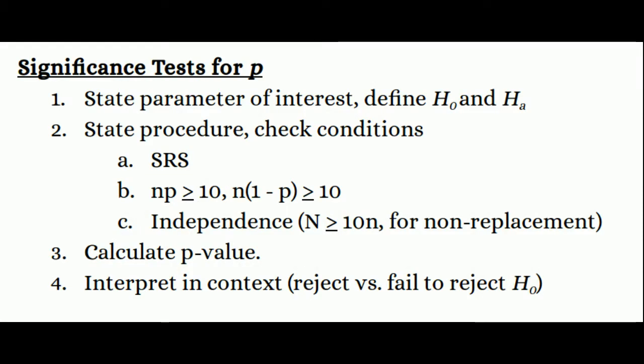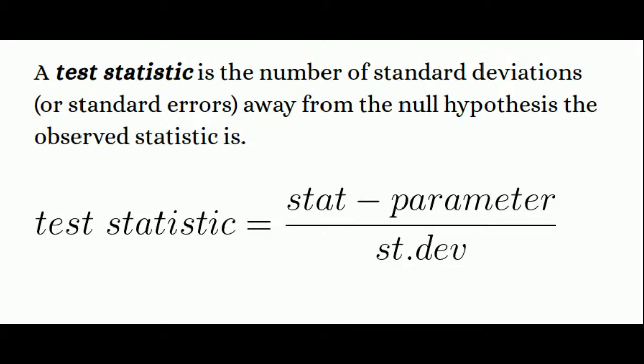Before we run our significance test, I just want to recap that we have a 4-step process here. The first step is to state your parameters and define your null and alternate hypothesis. Then state the procedure and check that the conditions are met. Then step 3, you're going to calculate your p-value, and step 4, interpret that p-value in context and either reject or fail to reject your null hypothesis.